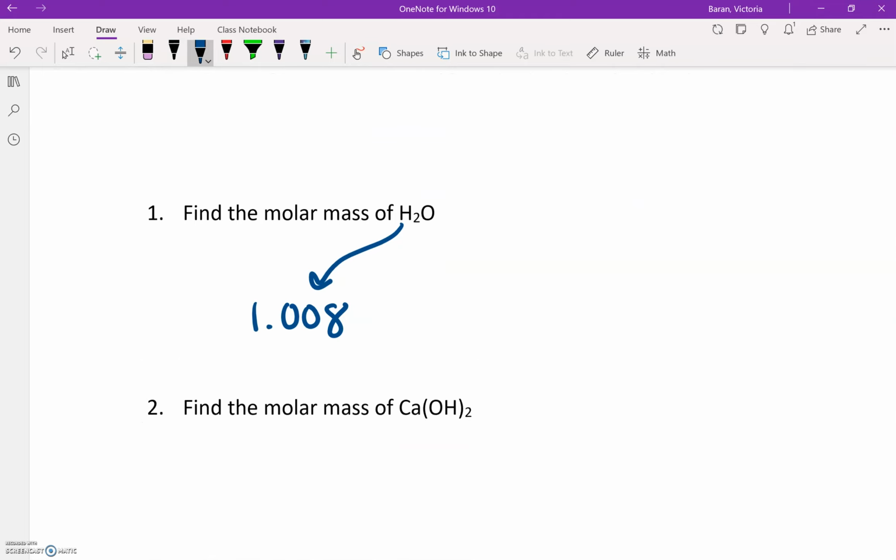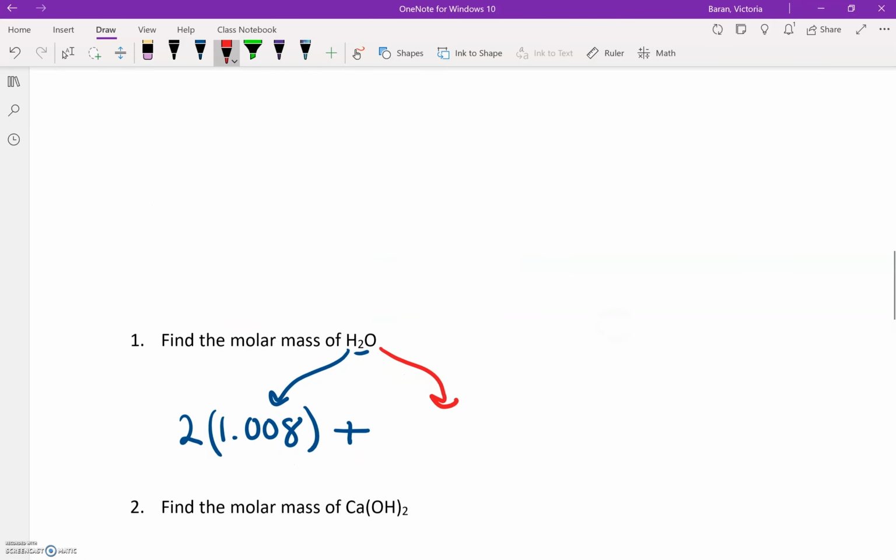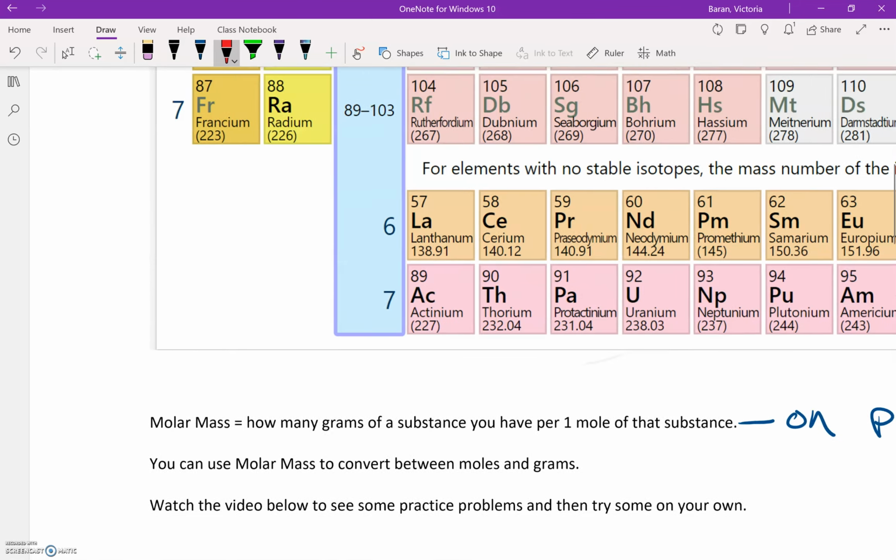All right, and notice in the formula, it has the subscript 2. So that means I have 2 hydrogens. So I'm going to have to multiply this number by 2 because I have 2 hydrogens. Okay. Switch colors. Now we're going to do plus. And now we're going to look at oxygen. Okay, that's our other element. So I'm going to find oxygen on the periodic table.